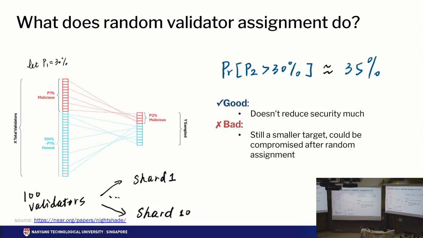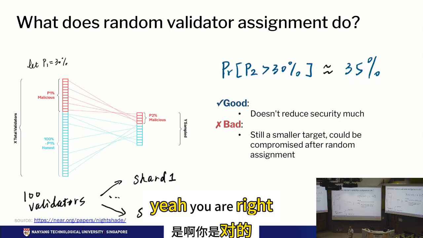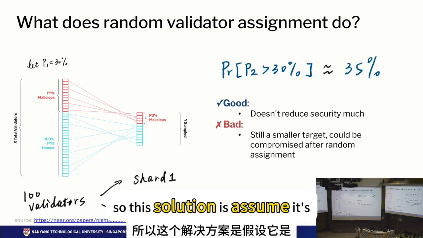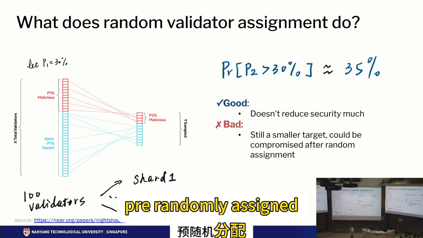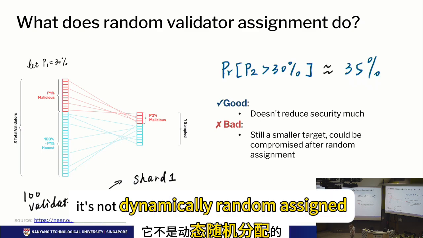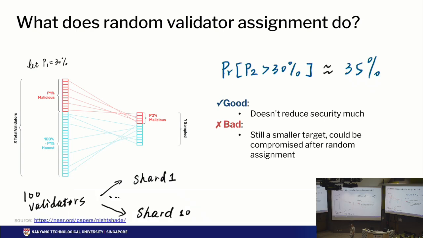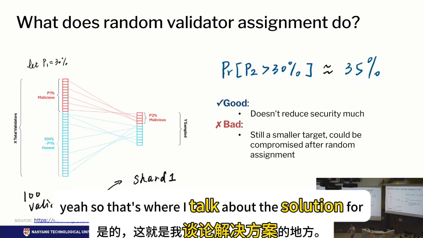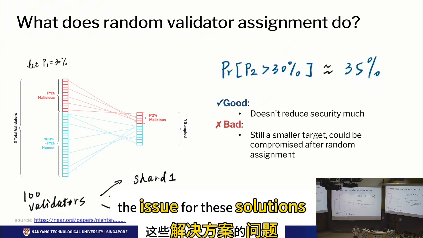Okay, go ahead. Yeah, you are right. This solution assumes it's pre-randomly assigned. It's not dynamically randomly assigned. That's where I talk about the issue with this solution.